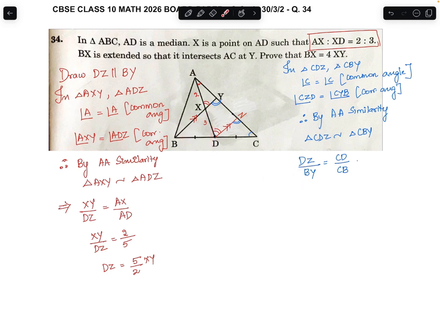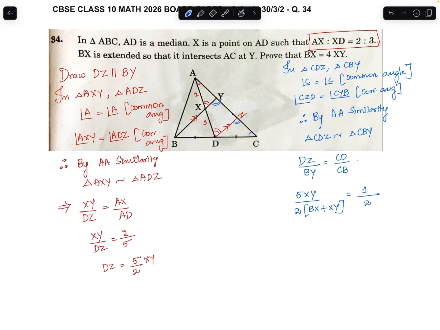Coming to the right hand side, it is CD upon CB. CD is this part and CB is this full line segment. Because AD is the median, this point D divides BC into two equal parts in the ratio 1 is to 1. So CD is one part and the entire BC can be taken as two parts. DZ is 5XY upon 2. BY is written as BX plus XY, which is equal to CD is one part and BC is two parts.